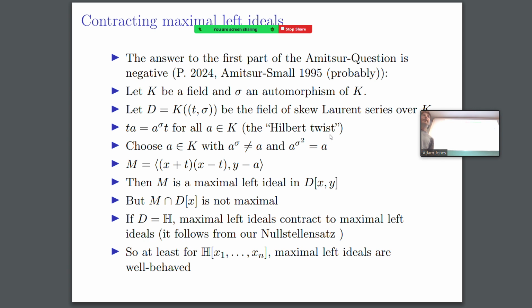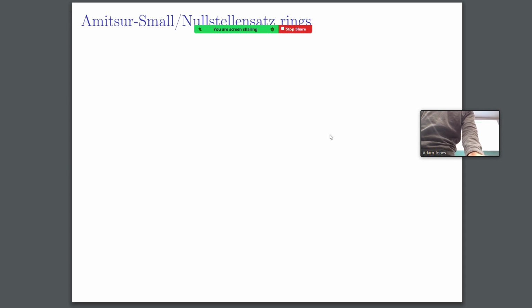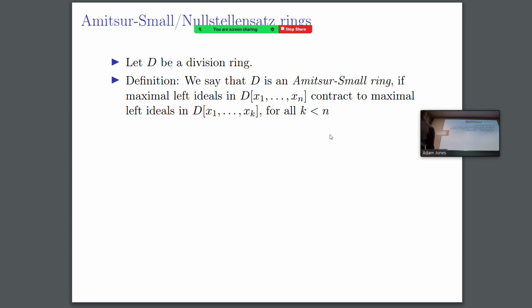So at least for this ring, maximal left ideals indeed are as well behaved as we like, which brings me to the following question. Take a division ring D. We will say that D is an Amitsu-Small ring if the answer to the Amitsu-Small question is positive, so if maximal left ideals contract to maximal left ideals.